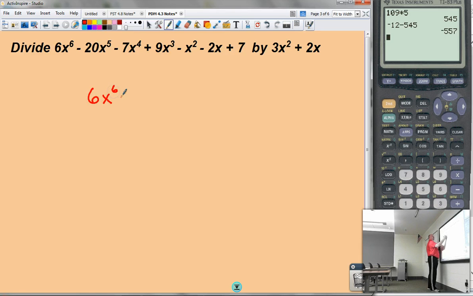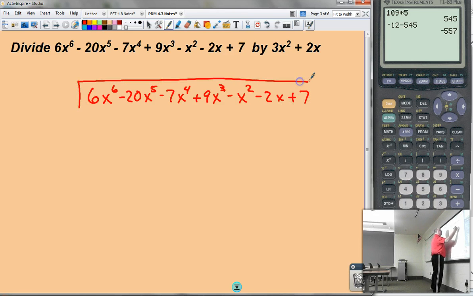6x to the 6 minus 20x to the 5th minus 7x to the 4th plus 9x cubed minus x squared minus 2x plus 7. Now, nice thing here is, if you can do this problem, you can do anything, okay? So, I'm going to start and go by baby steps.